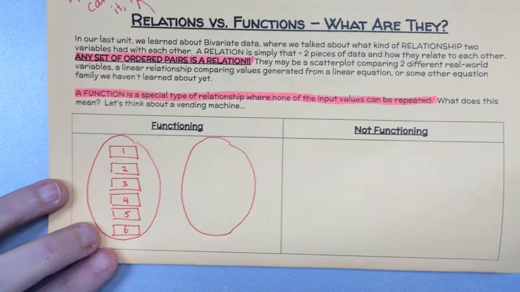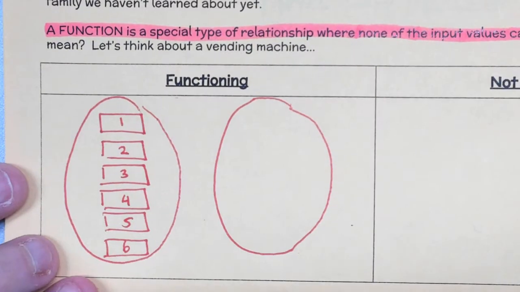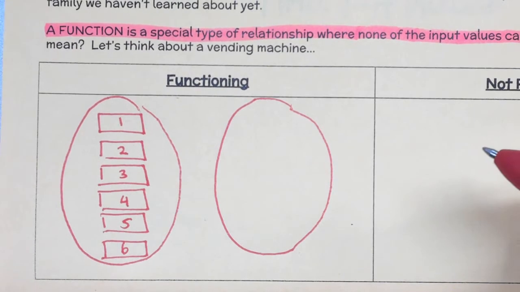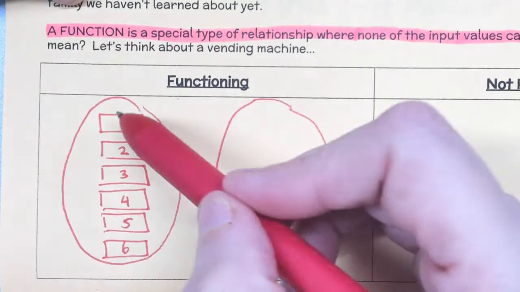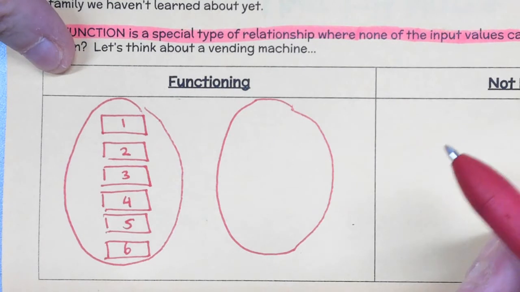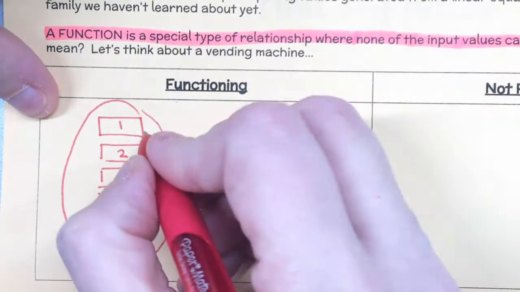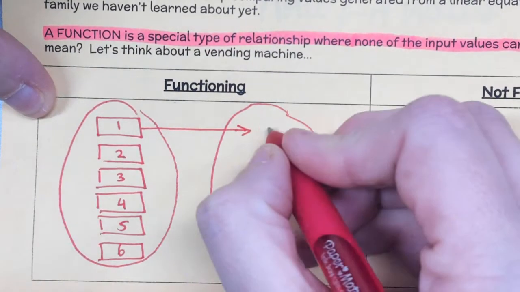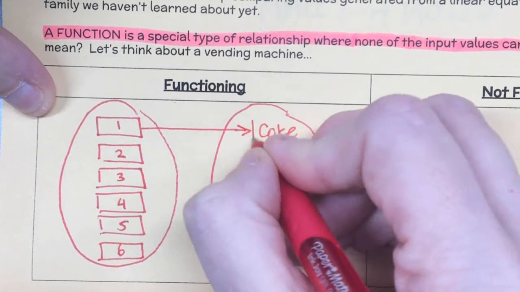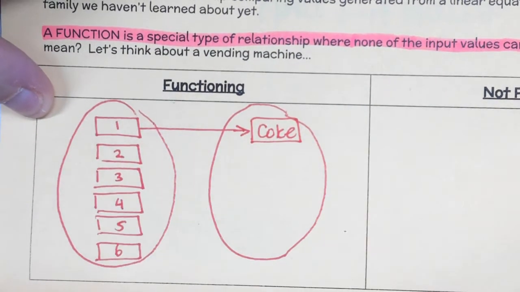Y'all may have learned about it last year too. But again. So this is a Coke machine, right? Let's think about the Coke machine. What should be in our Coke machine? Probably Coke, huh? So the 1 button, if we push the 1 button, we're going to get Coke.